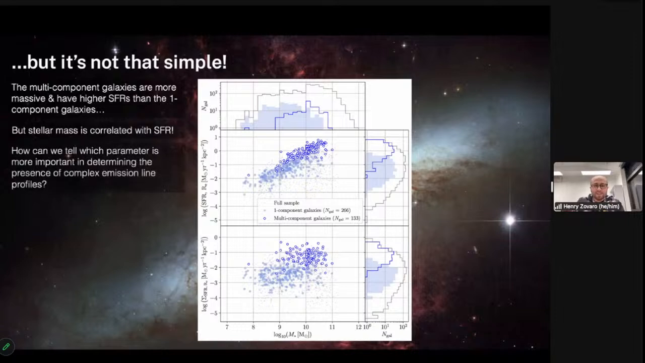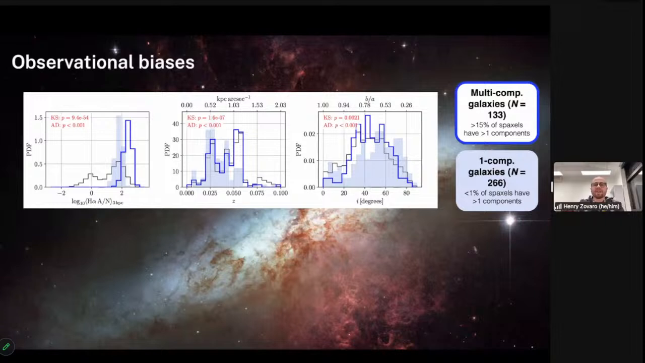And so what this tells us is that we can't tell from this alone whether star formation might be the most important thing or whether stellar mass might be the important thing. So we have to think carefully about how we can come up with ways to figure out which parameter is actually more important here. Another issue we have to deal with is observational biases.